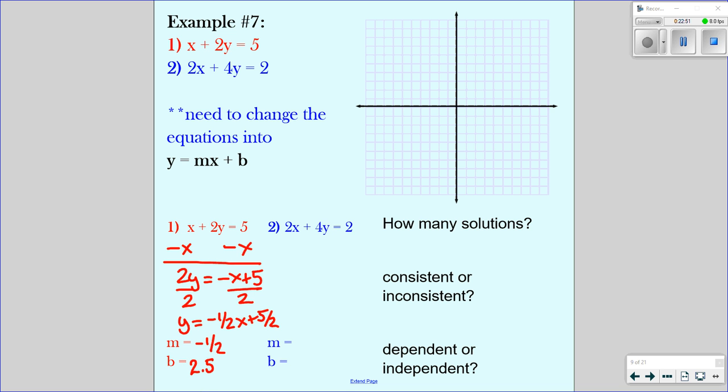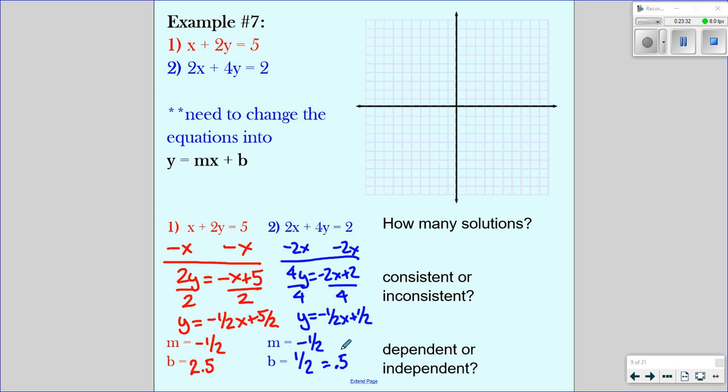And then for the blue line, we need to turn it into y equals mx plus b. So that means we subtract 2x on both sides. And then we get 4y equals negative 2x plus 2. Divide by 4 on both sides, and then we get y equals negative half x. It's 2 over 4, but when you reduce the fraction, it's a half. And that's also going to reduce to a half. So our m is negative 1 over 2, and then we have our b at a half, which is also 0.5.